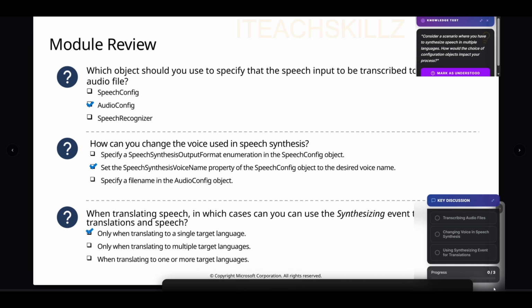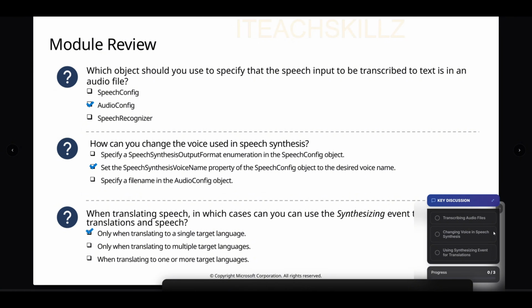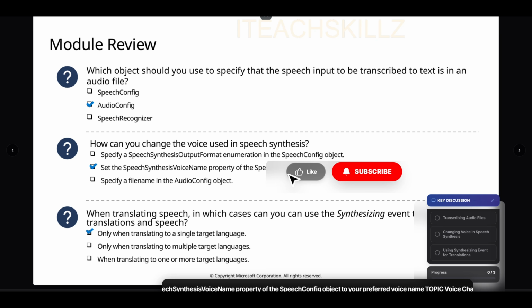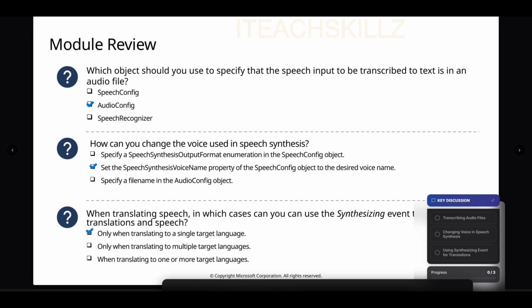Let's explore how we manage audio processing for transcription in Azure Speech Services. For transcribing audio files into text, you should use the audio config object, topic, speech input. Now let's discuss altering voice characteristics during speech synthesis. You can change the voice by setting the speech synthesis voice name property of the speech config object to your preferred voice name, topic, voice change. Finally, when it comes to translating spoken language and synthesizing translations, you can use the synthesizing event for both single or multiple target languages, topic, translation synthesis.